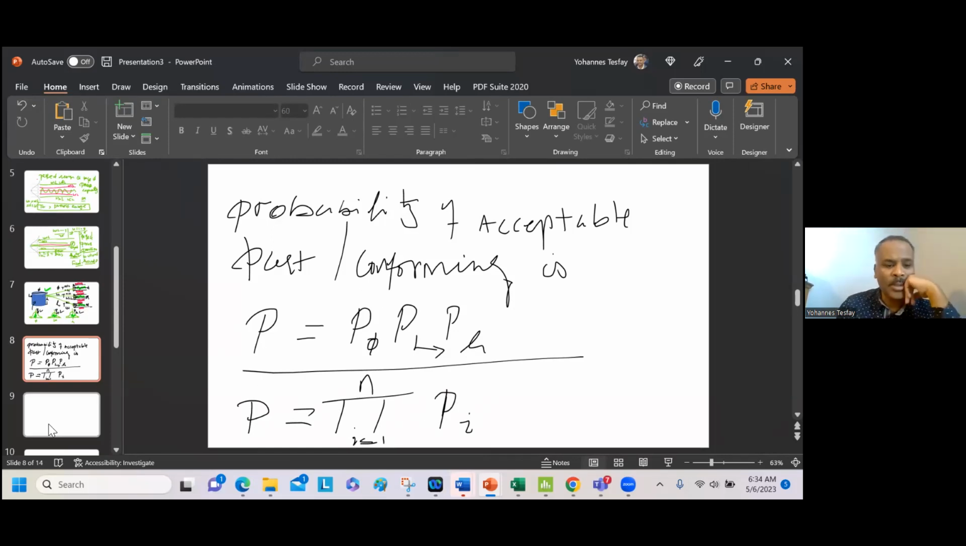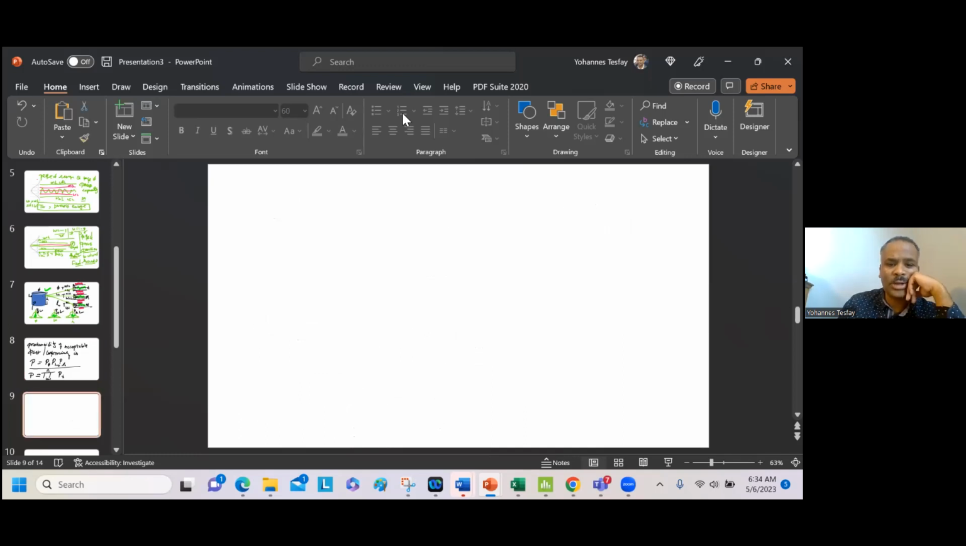So now, the next step is how we calculate P. How we calculate P. ppm is equal to 10 to the power of 6 times the probability of non-conforming, isn't it? The probability of failure.